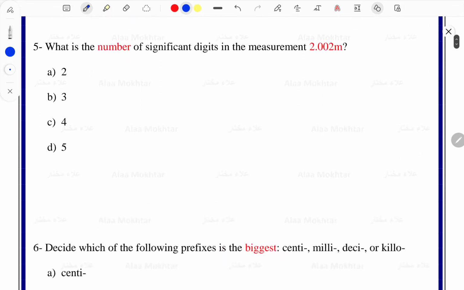Number 5. What is the number of significant digits in the measurement 2.002? The number of significant digits, we can count it: 1, 2, 3, 4. There are 4 significant figures in this number. The answer will be 4.